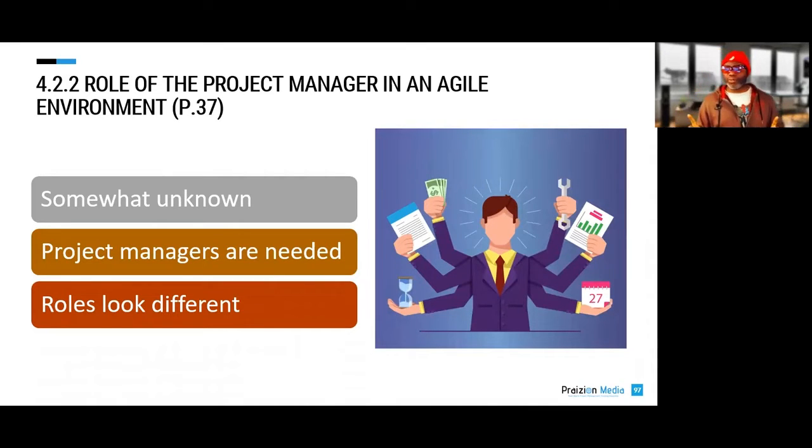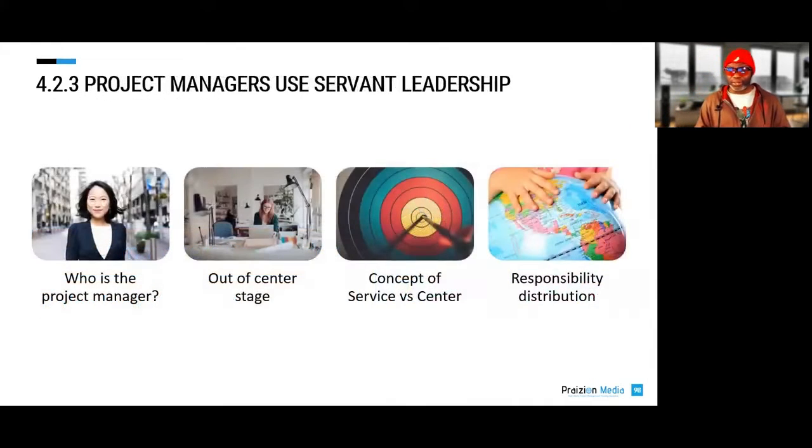It might be somewhat of an unknown, but project managers are different. So they need to move from being at the center to being a servant. It's not just a play on words. Go from being at the center where everyone's saying that's the PM, that's the boss. No, we want to go from that to being a servant. Let's move on to the next chapter.